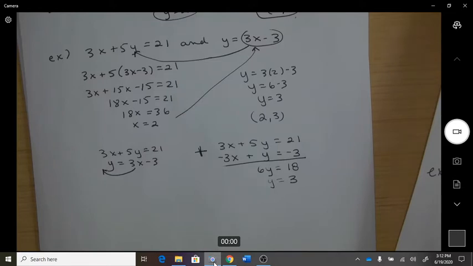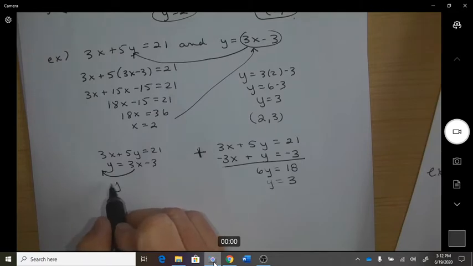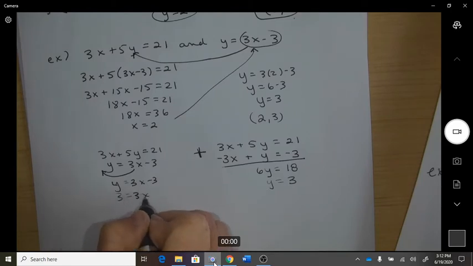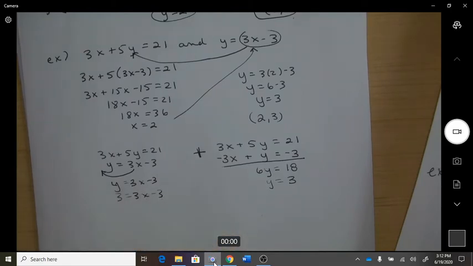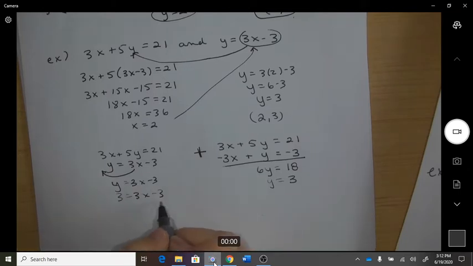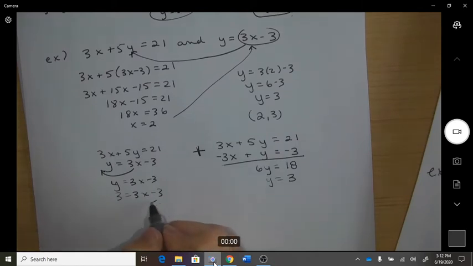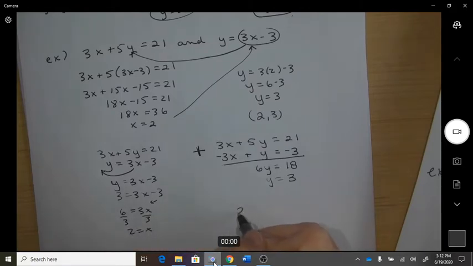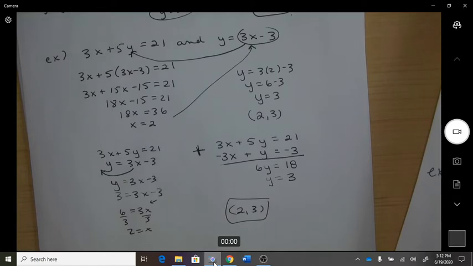Okay, so now I plug that in, and again it doesn't matter if you plug it into this equation or this, but this one would be easier to plug into. So 3 equals 3x minus 3. And I need to move the negative 3 over. So 6 divide by 3, 2 equals x. Okay, so you can see again, different methods, but you can get to the same answer.